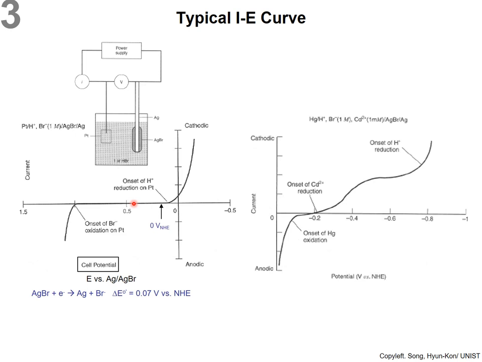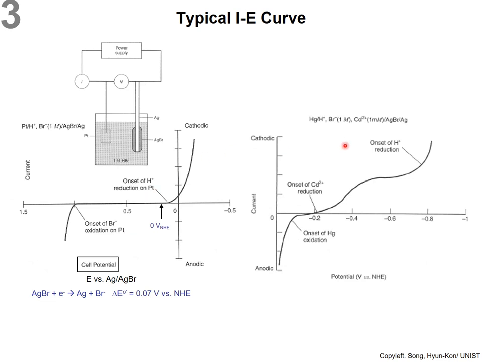Let's go from the plus 0.5 volt to the positive direction. I'm moving the potential from plus 0.5 volt to about plus 1.2 volt. Then around plus 1.0 volt, you have the current, and it goes to a more negative value of current exponentially. What is this current? This current is the Faraday current responsible for the bromide oxidation on platinum electrode.